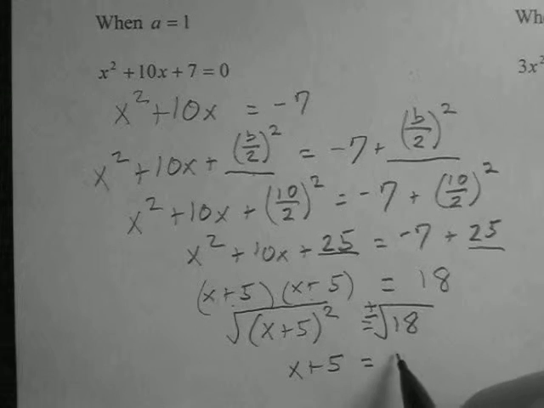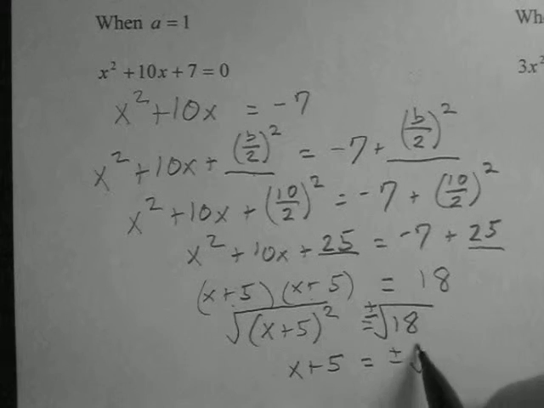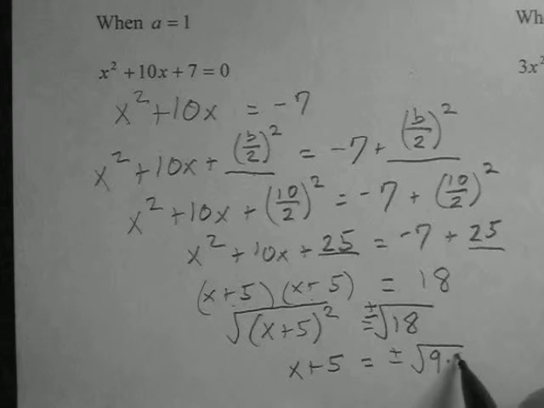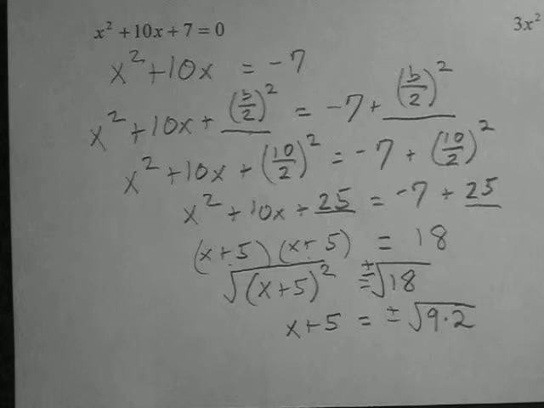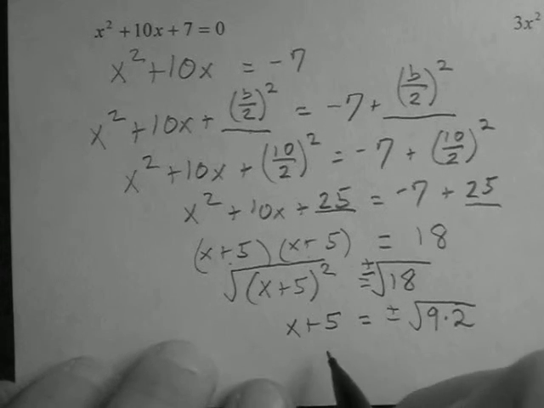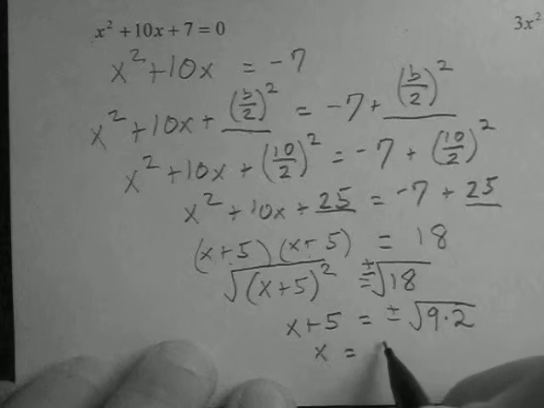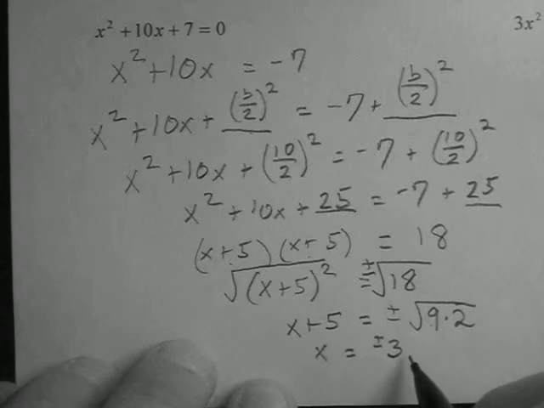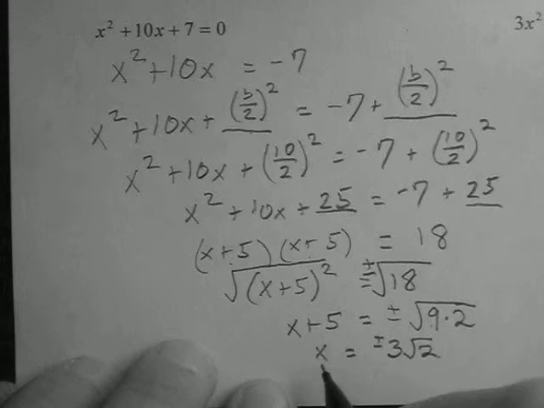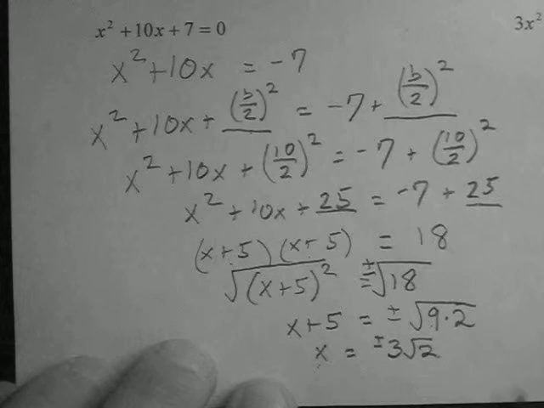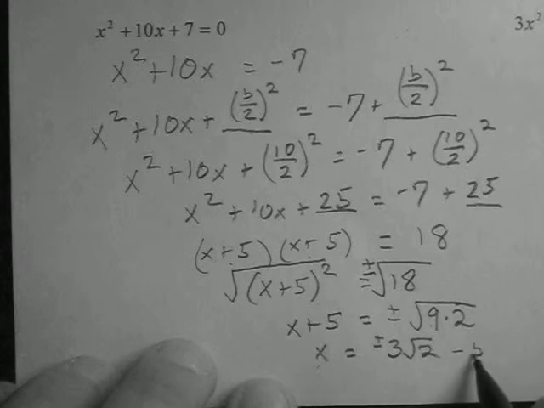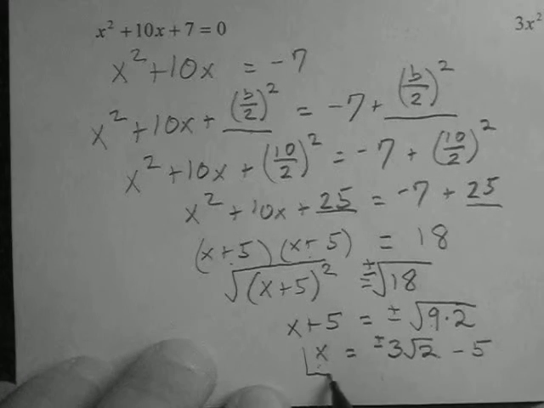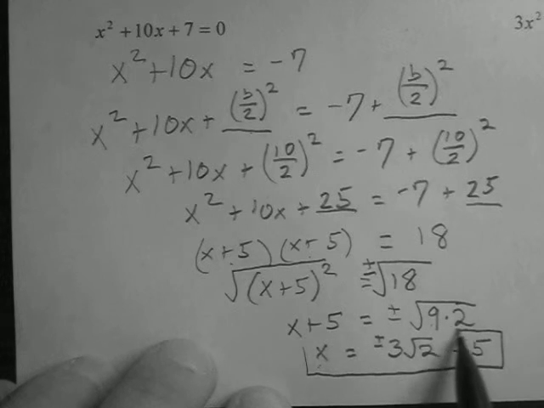But now we have to think about the factors of 18, and the factors of 18 are 9 times 2. And the reason I picked this is because it's a perfect square, so I can bring out the 9. I'm simplifying the radical here. So I have plus or minus 3 because the square root of 9 is 3, square root of 2, and then to isolate x, I have to subtract 5 from this side. So I get plus or minus 3 square root of 2 minus 5. And that's my answer.